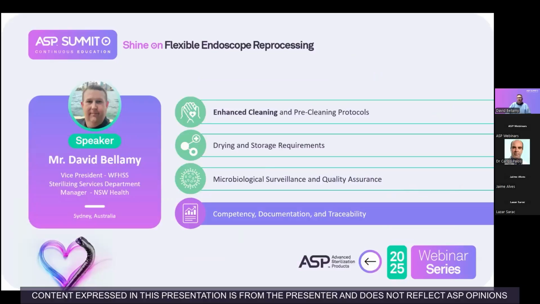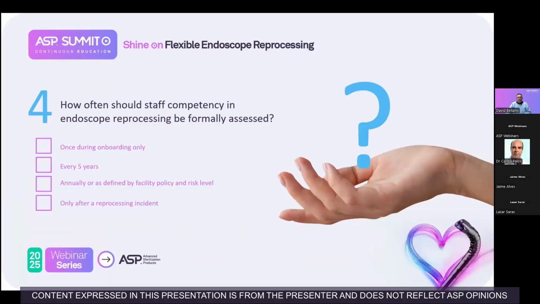Okay, going into our last topic, which is competency, documentation, and traceability. And we'll head to our last poll. So, how often should staff competency in endoscope reprocessing be formally assessed? So there's the poll, and it says once a day, once during onboarding only, every 5 years, annually or as defined by the facility policy and risk level, only after a reprocessing incident.